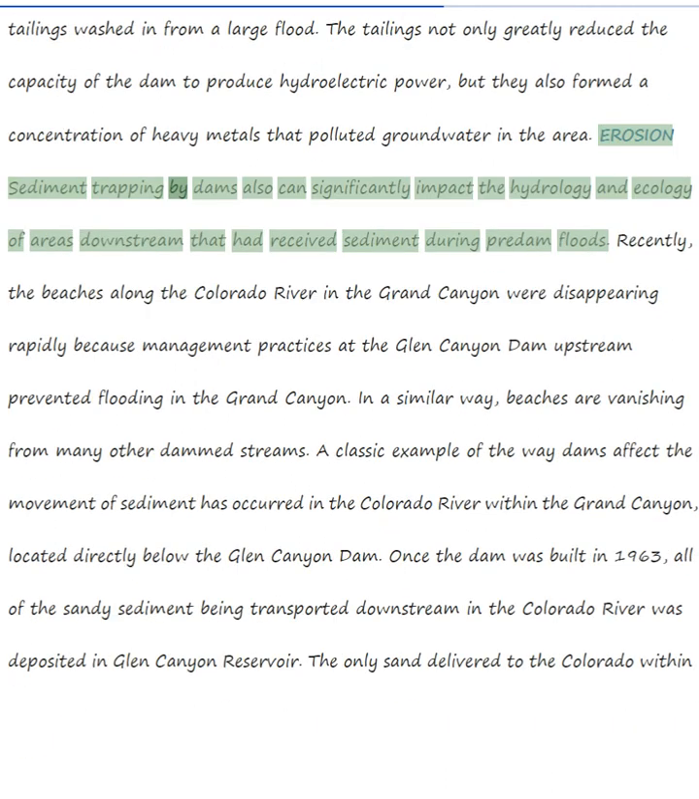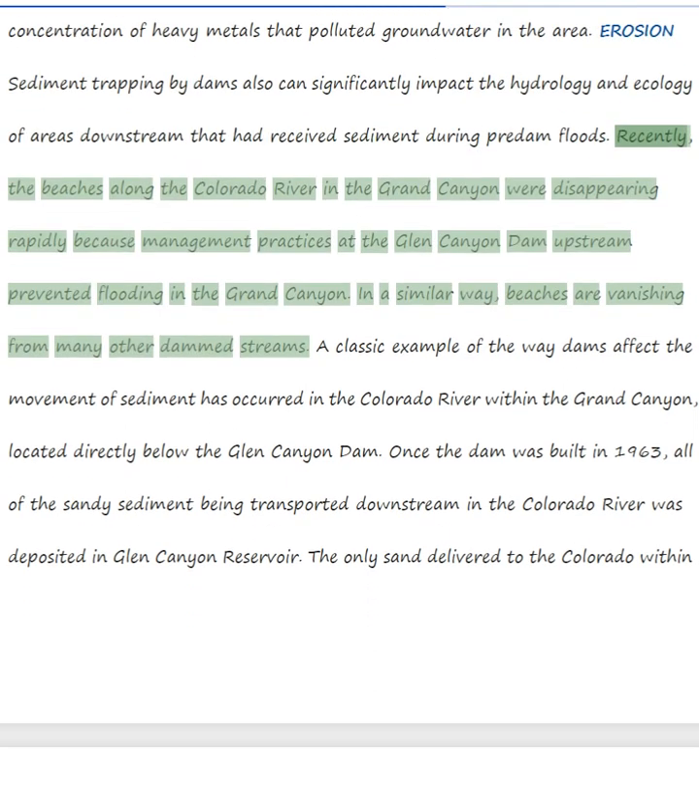Erosion. Sediment trapping by dams also can significantly impact the hydrology and ecology of areas downstream that had received sediment during pre-dam floods. Recently, the beaches along the Colorado River in the Grand Canyon were disappearing rapidly because management practices at the Glen Canyon Dam upstream prevented flooding in the Grand Canyon.